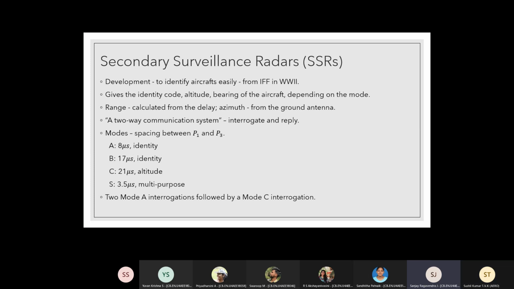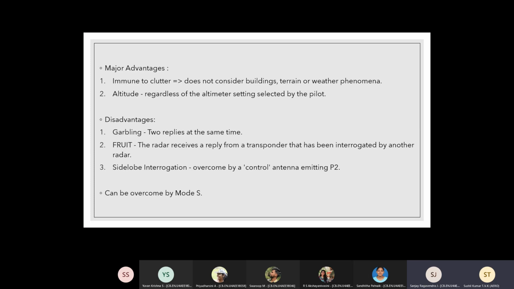Okay. So there are two mode interrogations in general, where a Mode A interrogation is followed by a Mode C interrogation. This is because the aircraft ID is more important than the aircraft's altitude in most of the applications in which SSRs are involved. The reason that I have mentioned it as major advantages rather than just advantages is because I'm not going to cover the advantages that were discussed in class, like they consume lesser power than PSRs, etc.